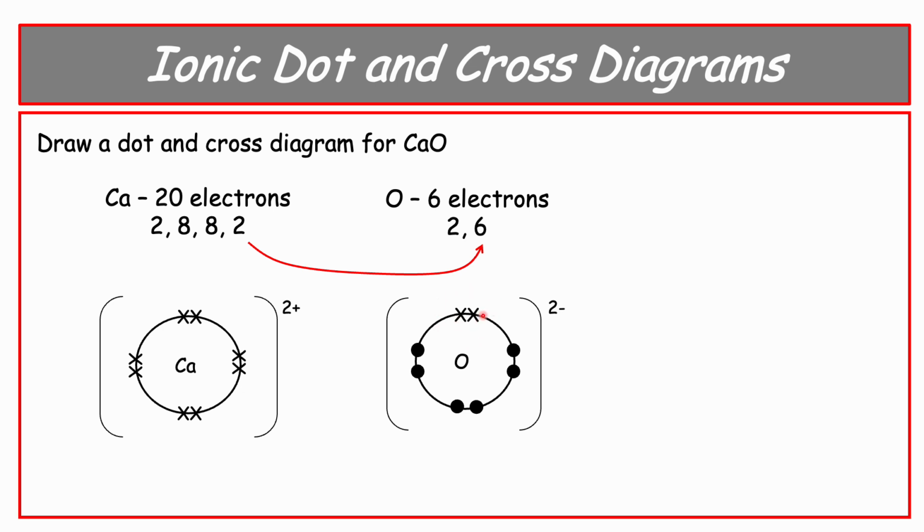So you're showing the examiner you know that oxygen has gained 2 electrons from this calcium, which leaves calcium with a +2 charge and oxygen with a -2 charge. These 2 ions attract because they're oppositely charged to create a strong ionic bond. That is your dot and cross diagram for calcium oxide.